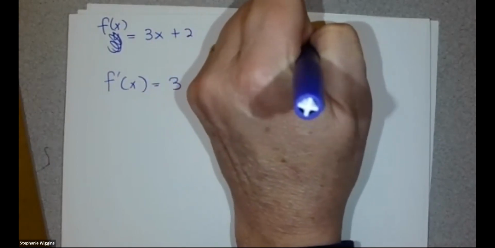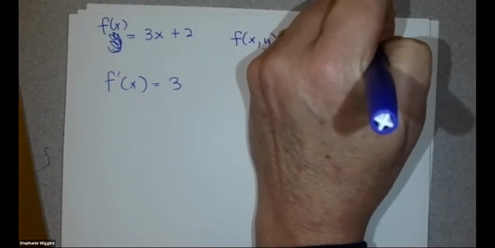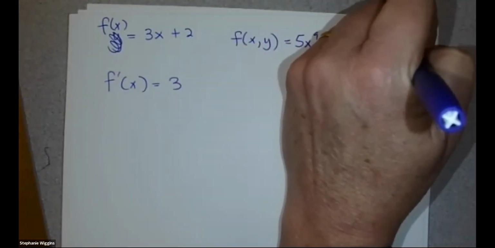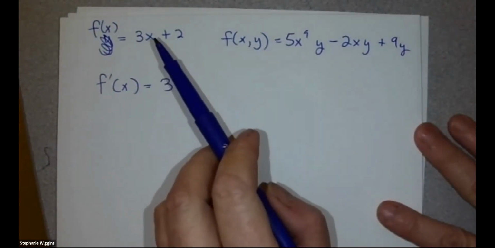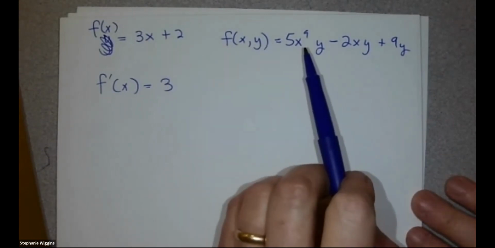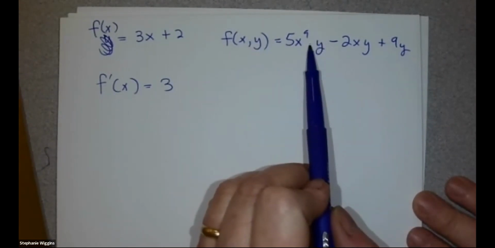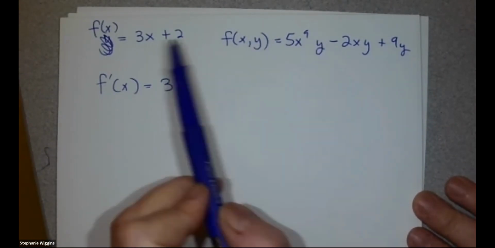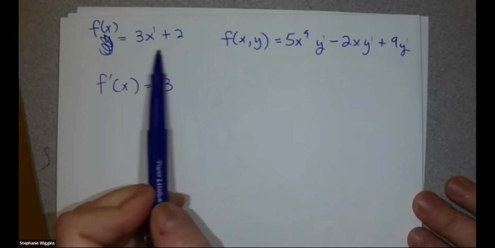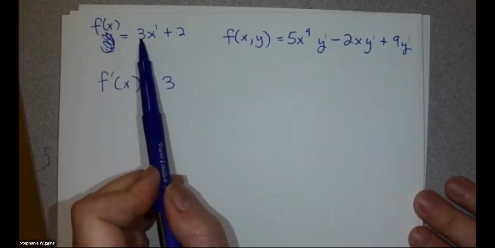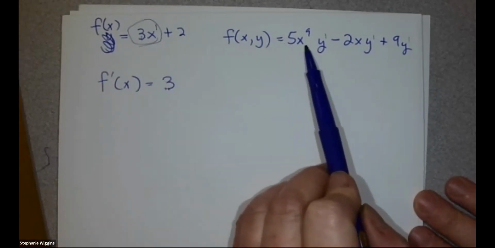Our function, 5x to the 9th y minus 2xy plus 9y. Basically, here the independent variable is an x. Here the independent variable is a y. So the constants, it's linear, right? This has a power of 1, this has a power of 1, this has a power of 1. When you differentiated this, you just took the number out front and wrote it down. And that's what I'm doing there.